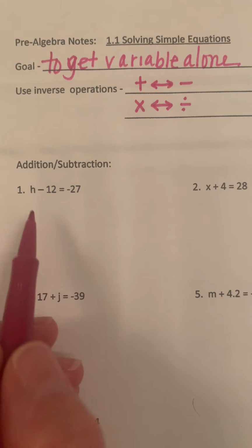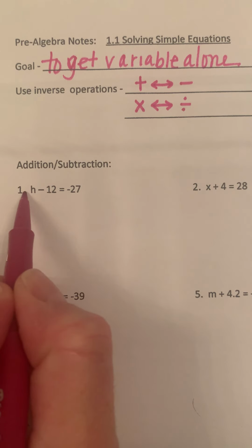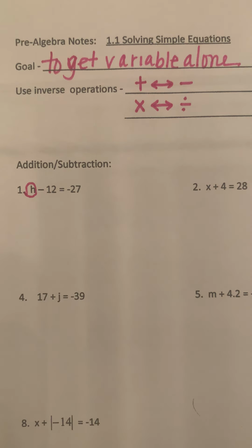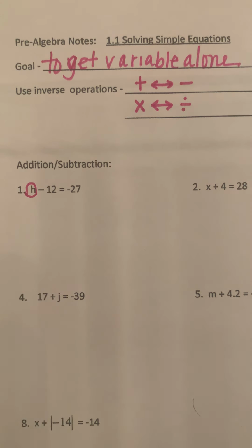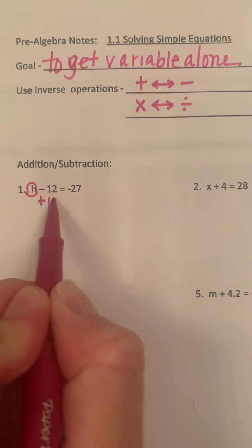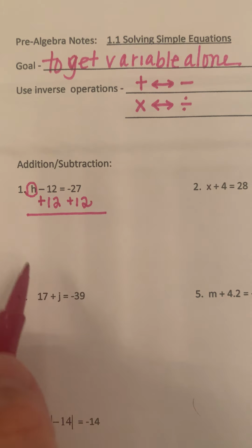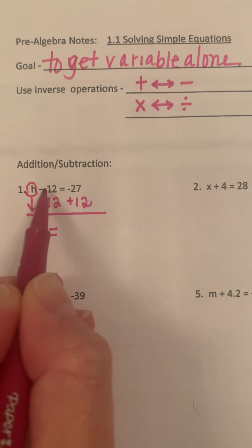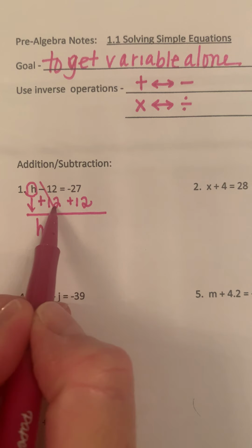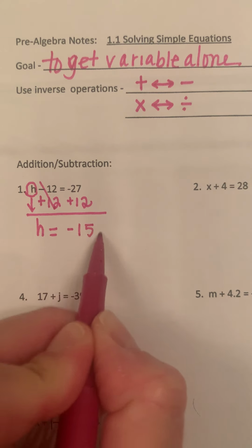So for number 1, we have h minus 12 equals negative 27. So if you need to, circle that h and cover it up. And I always say, what's being done to that h? Well, I see a minus 12. So you want to do the opposite and add 12 to both sides. Now this year, you guys can use calculators right away. So you want to bring the h down. The negative 12 and positive 12 cancel out. Negative 27 plus 12 is negative 15.